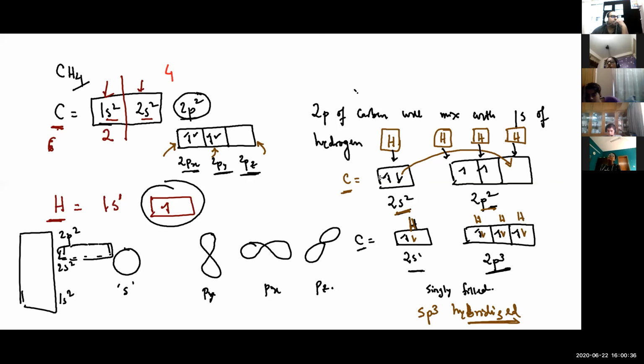Now, when you do mixing, will they still have the same shape? No, their shape will also change. So originally s had a spherical shape. P had a what? Hourglass shape. Now since we have sp3 hybridization, they'll have a modified shape, something like this.